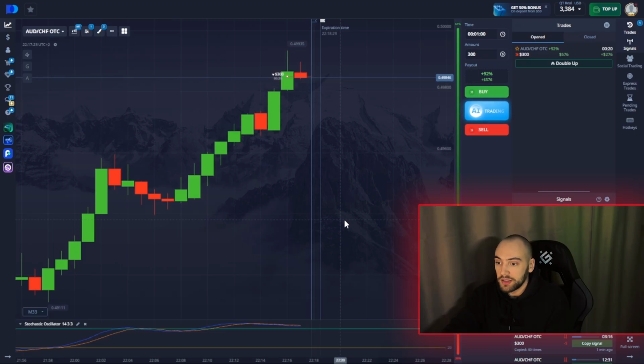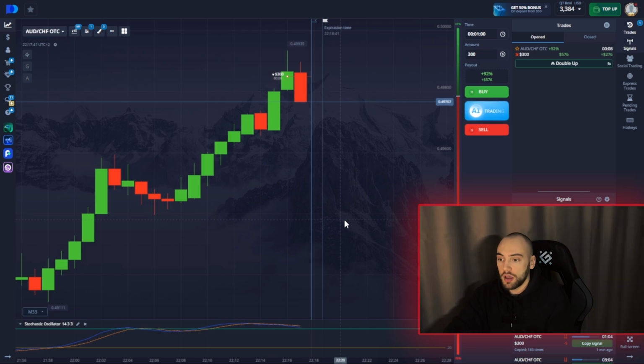I repeat that it's essential to use it together with tech analysis. This indicator is often used with RSI, moving averages, and other indicators. So I will talk more about this multiple times in our upcoming videos.